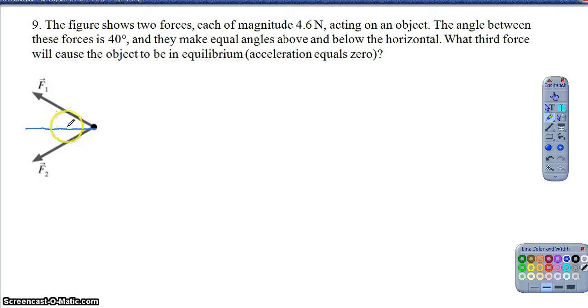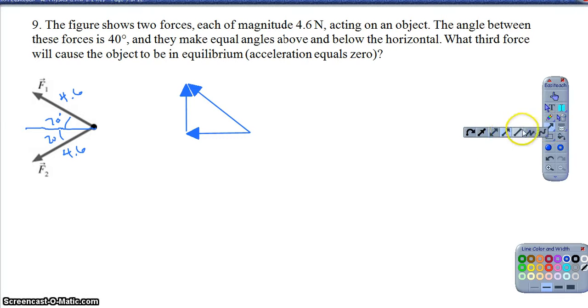So I know the entire angle between them is 40, which means each of these, because they told me that's equal, is 20 and 20. It's also very helpful because I know that they have the exact same magnitude. They're both 4.6. So the reason that's so helpful is I can take each one of those forces and break it up into the components. So here's force 1 going off this way and then up to the top, and then force 2 does basically the same thing, except it's going over and then down, right?